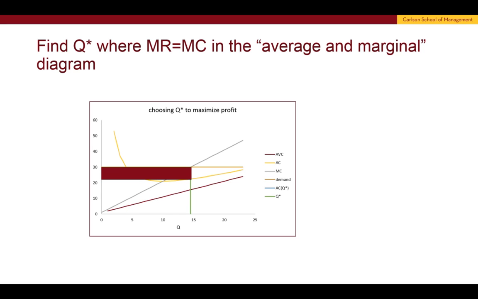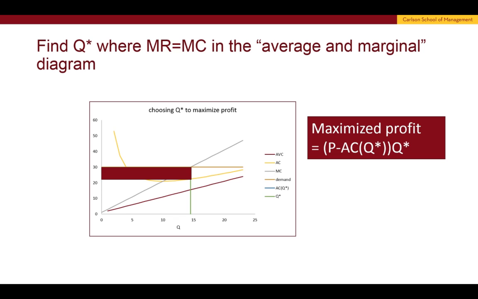What I've done here is I've filled in a rectangle to show the profit from producing the profit maximizing quantity. So let's talk about what that is. It's the price minus the average cost of producing the profit maximizing number of units, all times the profit maximizing number of units. We can talk a little bit of gory detail about that expression there. P minus AC of Q star is just the height of that darkened rectangle, and Q star is the length or the base of that rectangle.